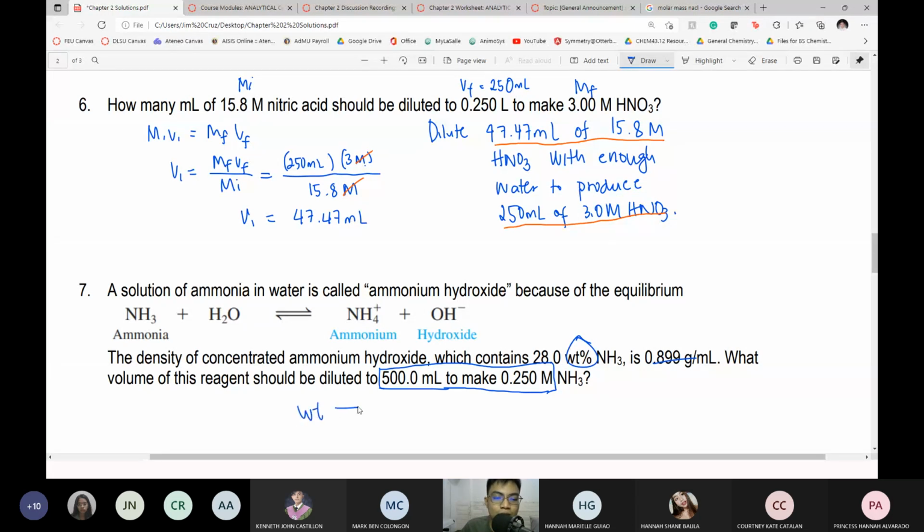So, convert nyo muna yung percent weight into molarity, and then use the M1V1 equals MFVF. Okay? So, magko-convert muna kayo ng percent weight into molarity using the percent weight, the density, and your assumption. Tandaan nyo yung ina-assume natin. Then, once you have the molarity, you use MIVI equals MFVF. Medyo mahaba yung process, but worth it naman. Pag nasagutan nyo yan, kaya nyo ma-perfect yung ating quiz.